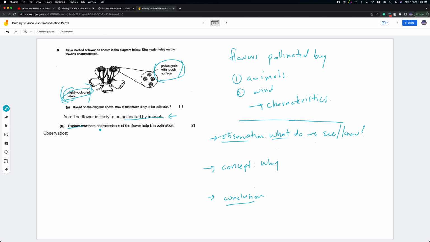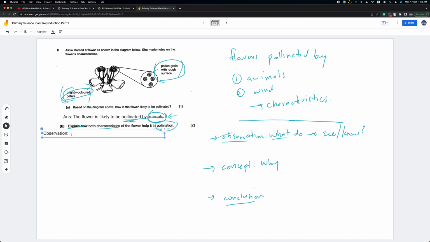Now, but for this case, it's slightly different. It's not really asking about pollinated by animals, but it's asking about how the characteristics help it in pollination. But we need to link it with the animals because we've already answered it's pollinated by animals, and this is the keyword, the pollination. So we need to focus on how it's pollinated by animals. So our observation will have to include the words from the question. In fact, most of the observation that you'll see, how I'm going to answer later on, will involve using words from the question itself.